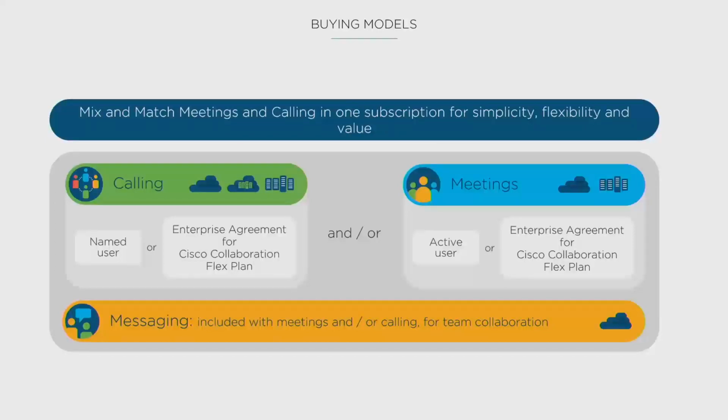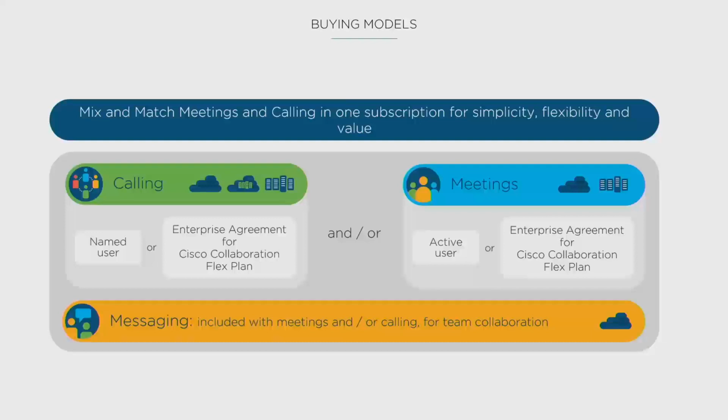So anything sub 250 users would be a named user license, and anything beyond that, i.e. 250 users, is an enterprise agreement, which is a Collaboration Flex plan, which gives you additional benefits, and I'll cover those in the next few slides.